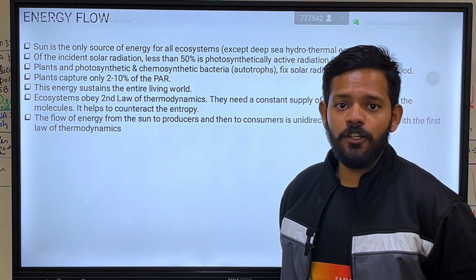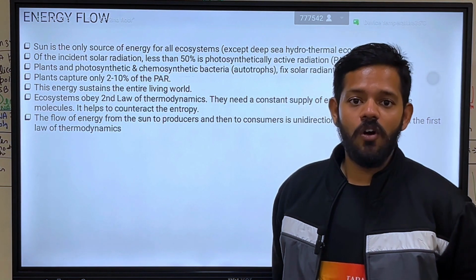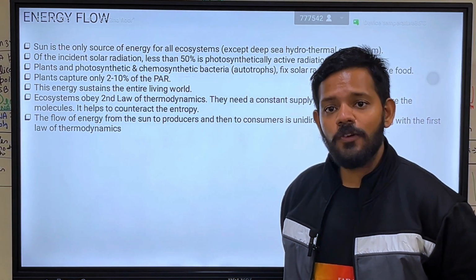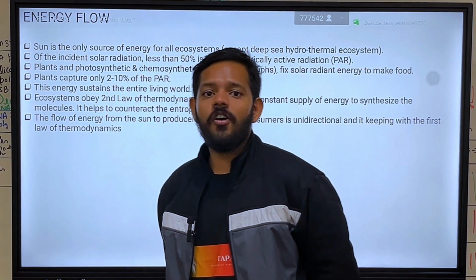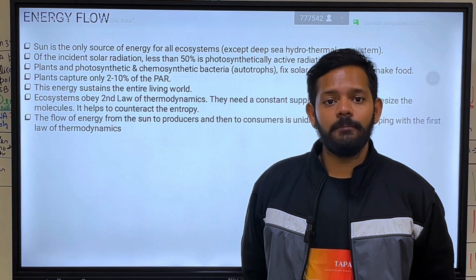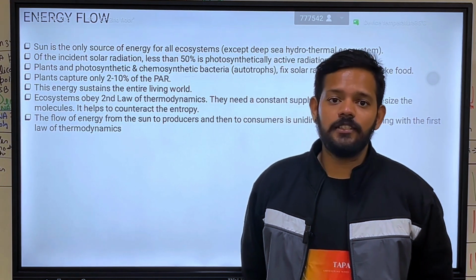The third functional unit of ecosystem is energy flow. How the energy will flow from one trophic level to another trophic level, we are going to see in this, all the food chains, all the pyramids. Okay, we are going to see in this part.